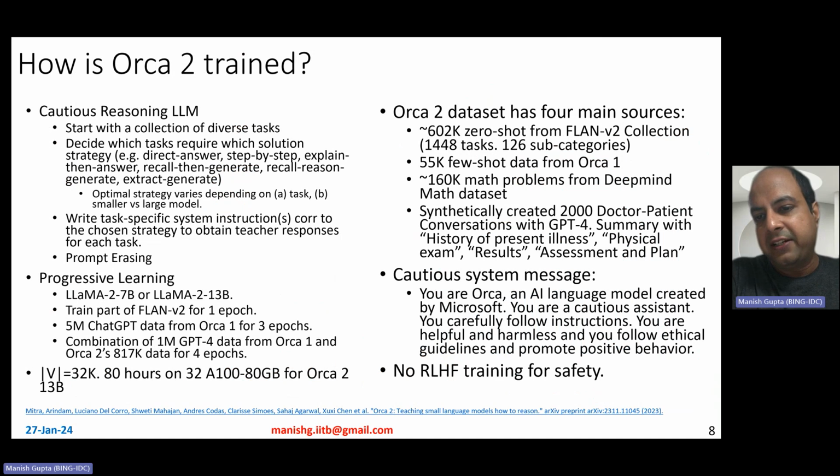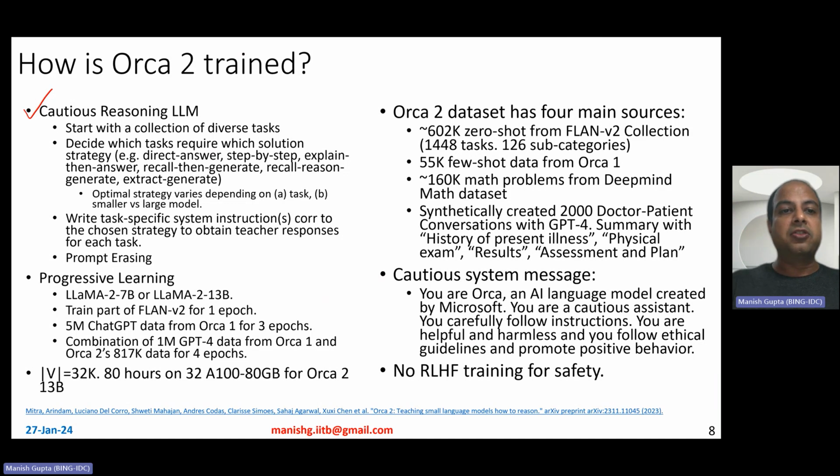So how is Orca 2 trained? What's new in Orca 2? Orca 2 is trained using a strategy called the cautious reasoning large language model strategy. The idea is that you train a small model based on outputs from a large model, but you have to be cautious about the strategy or the prompts that you use.